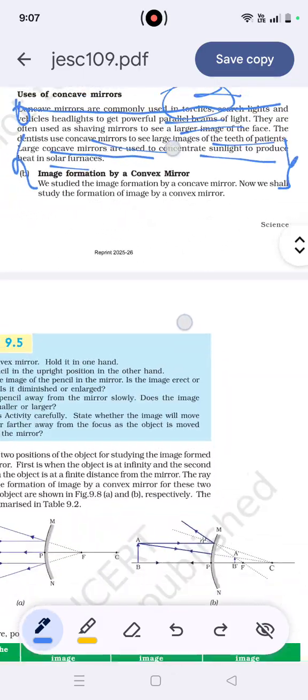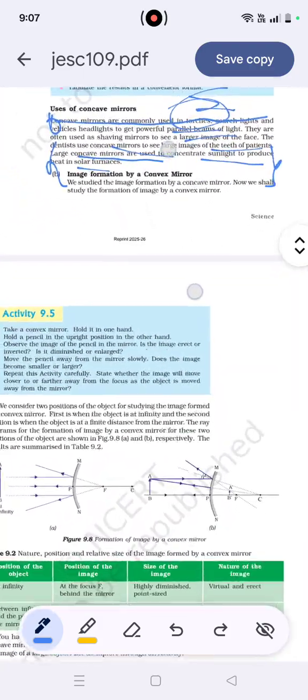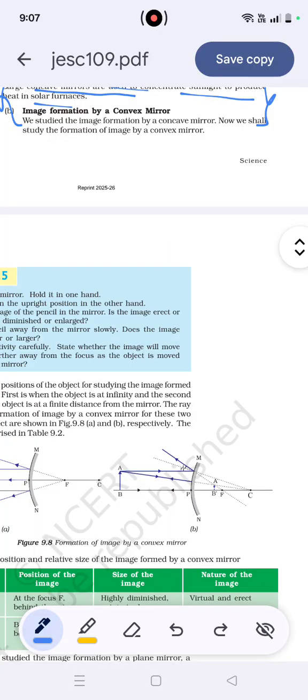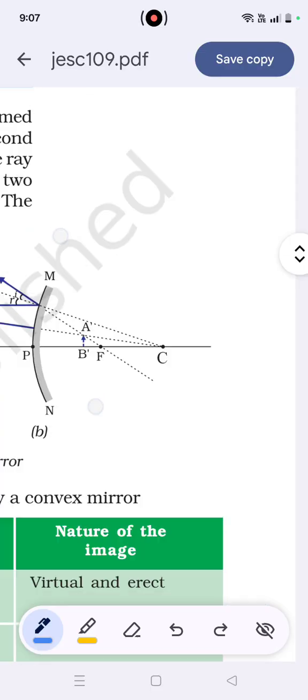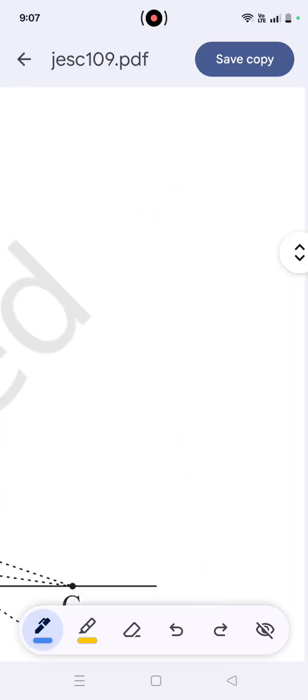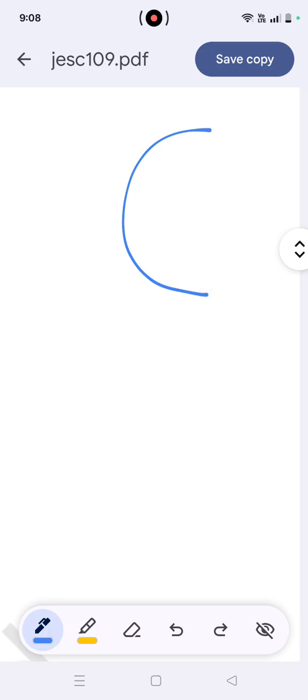Now the formation of images in a convex mirror, very close to the end. For convex I have to make only two cases, so there is lots of space, and I'll create a bigger mirror. Now the mirror is becoming nice. This is the pole. This time where will I place the focus? Very good, behind the mirror. This is F, and this is the center of curvature.